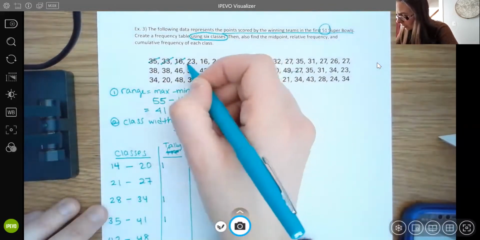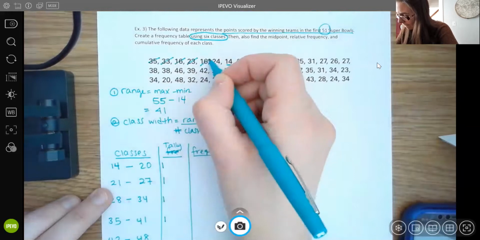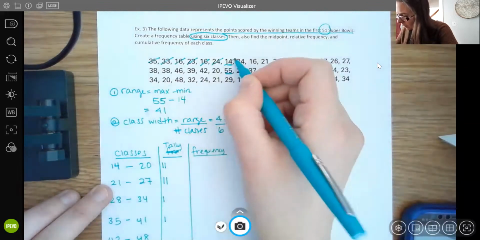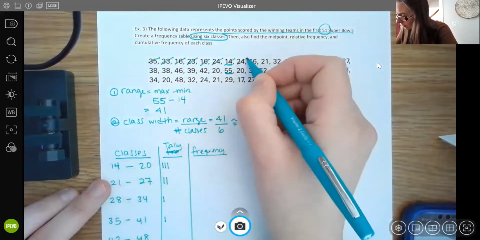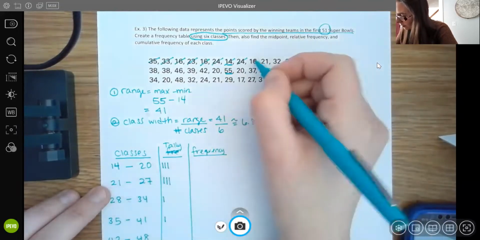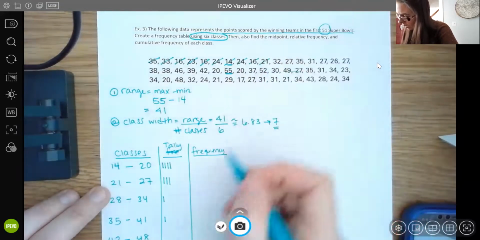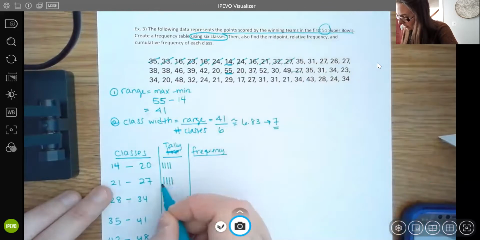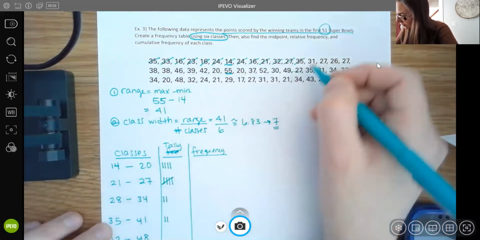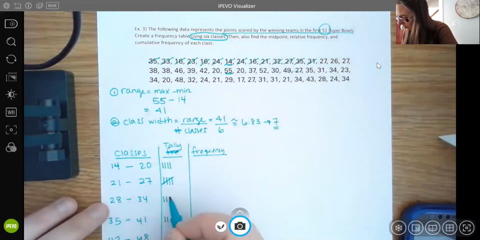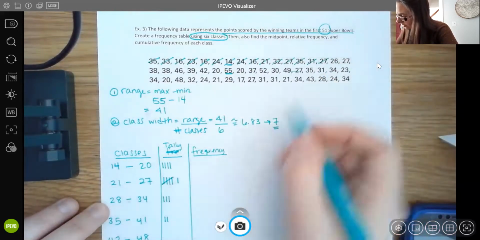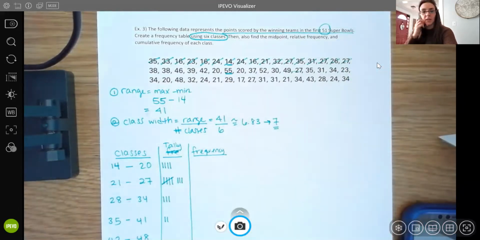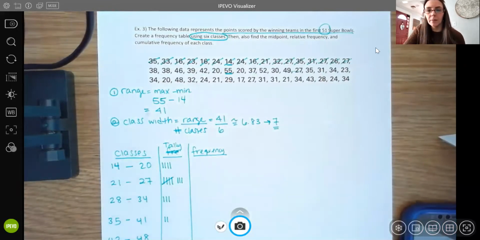16 here, 23, another 16. So 24 fits between 21 and 27. 14 fits between 14 and 20. Again, 24 fits here. 16. All right, 21 fits here. 32. 27. 35. Let's see, 31. 27. 26. 27 again. I'm going to pause the video at this point and do the last 2 rows and come back in.